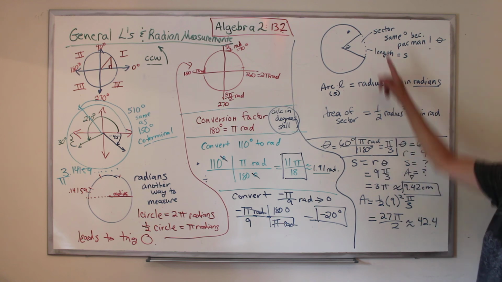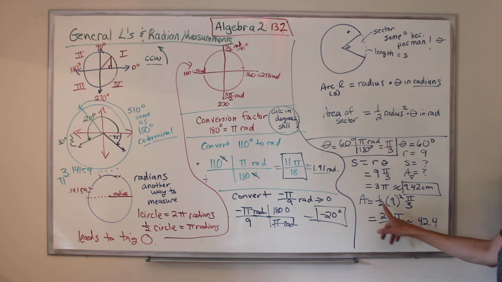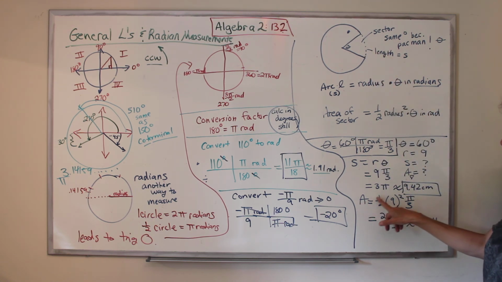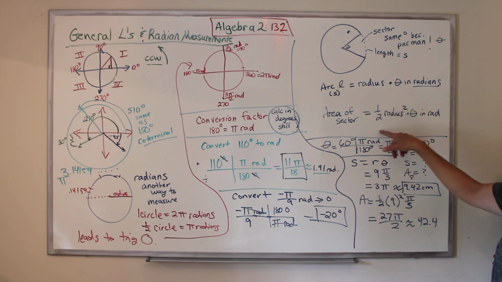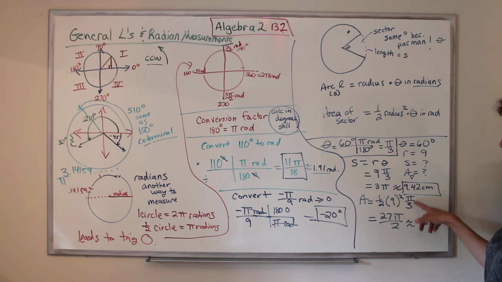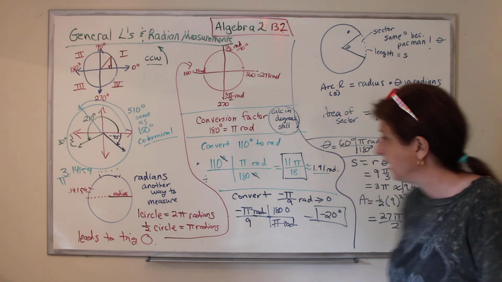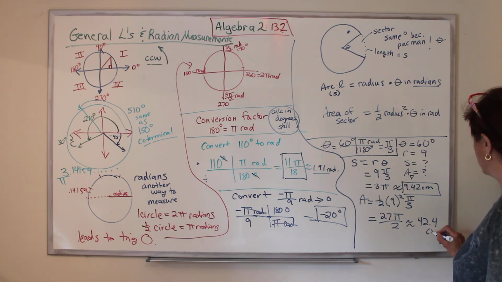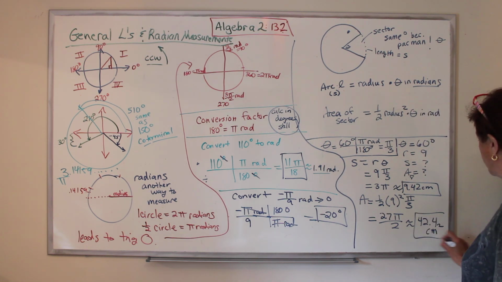Okay, and if we want the area of the sector of his mouth, it would be equal to 1/2, go back to our formula, times the radius 9 squared times the theta in radians. So 1/2 times 9 squared times pi over 3 is 27 pi over 2, which is about 42.4, and that would be centimeters squared if this one is centimeters. Because remember, areas are squared.